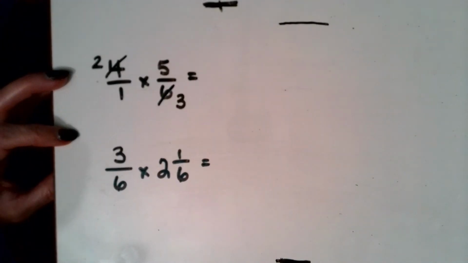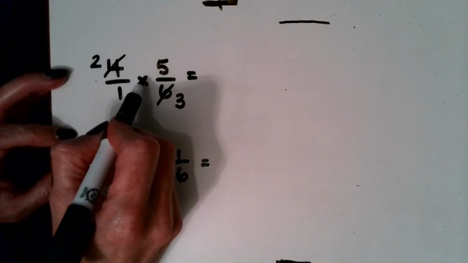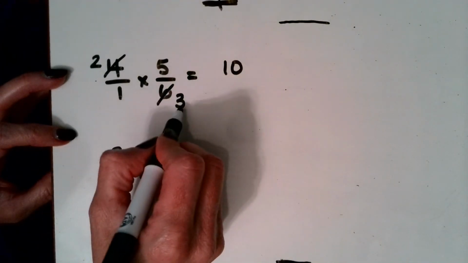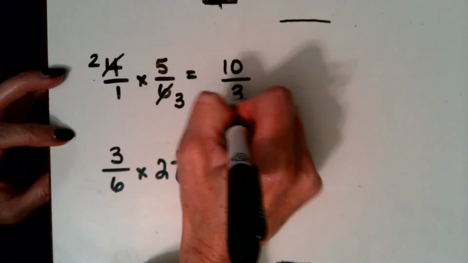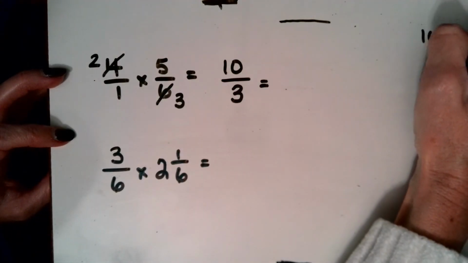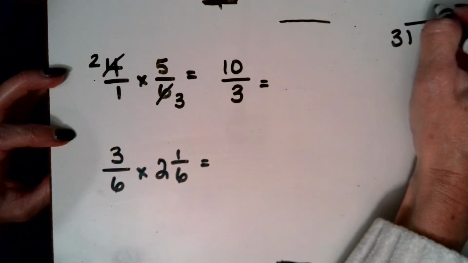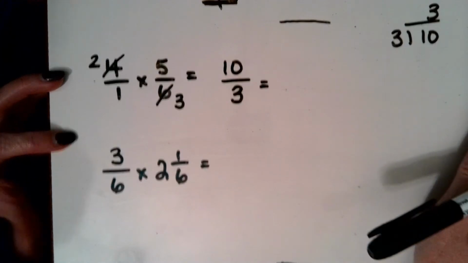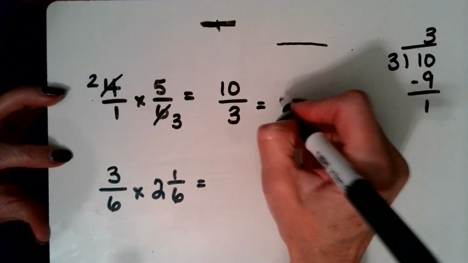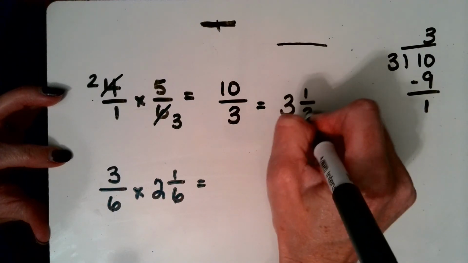Now I'm going to multiply. 2 times 5 is 10. 1 times 3 is 3. And when I simplify that, I can now say 10 divided by 3, which is 3 1/3.